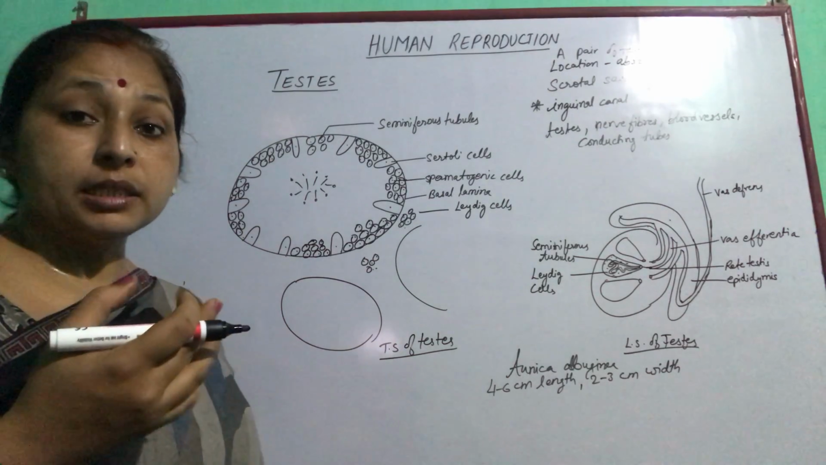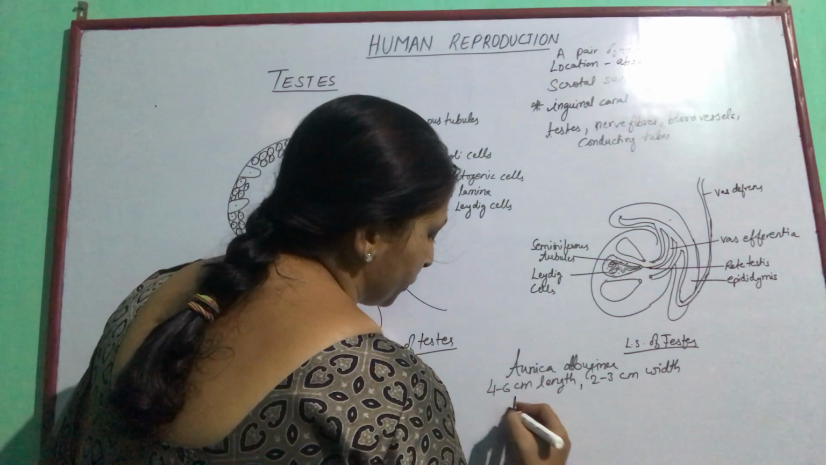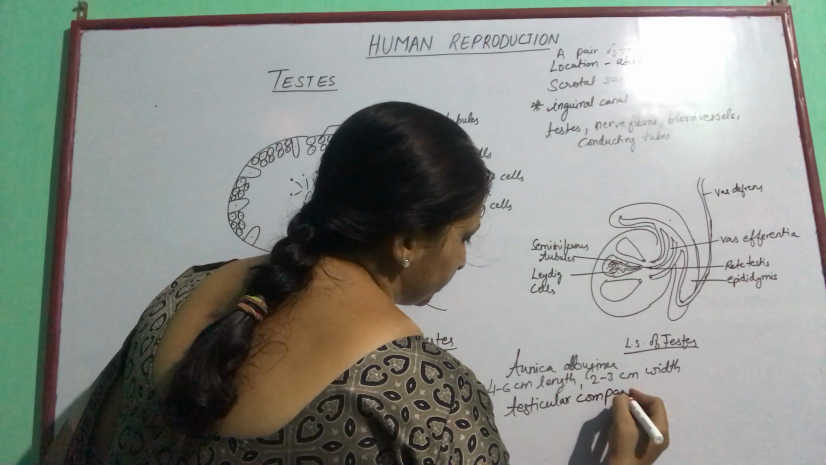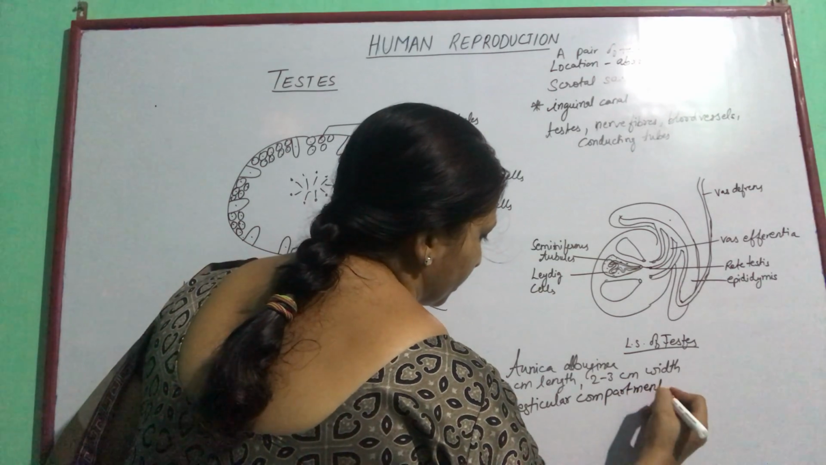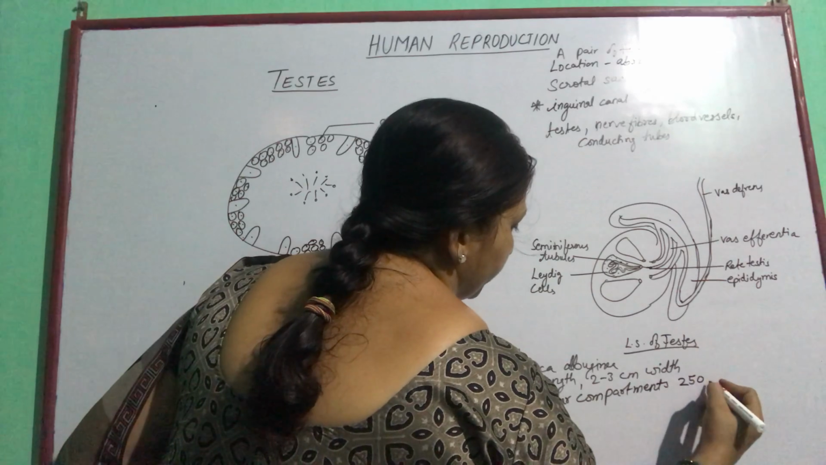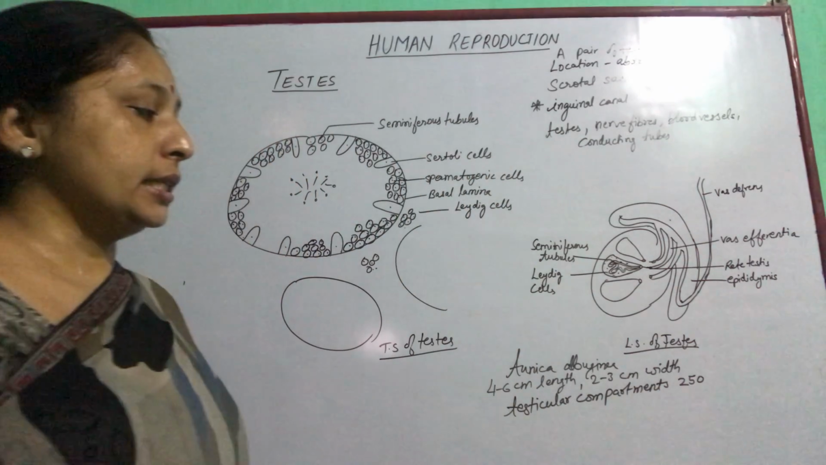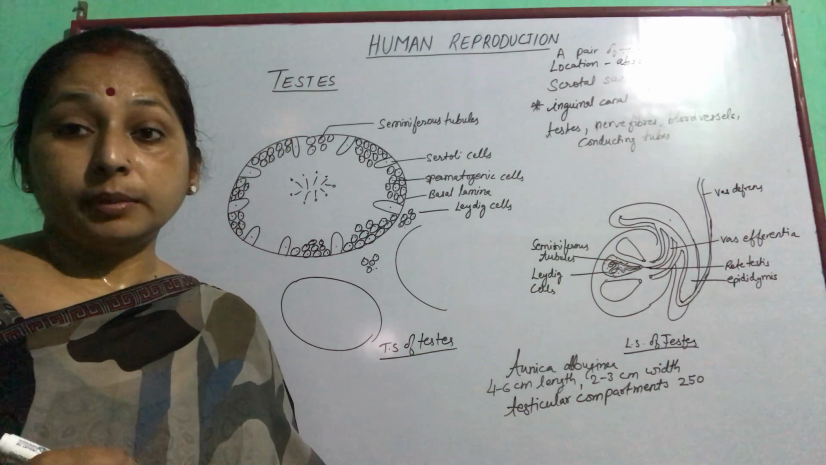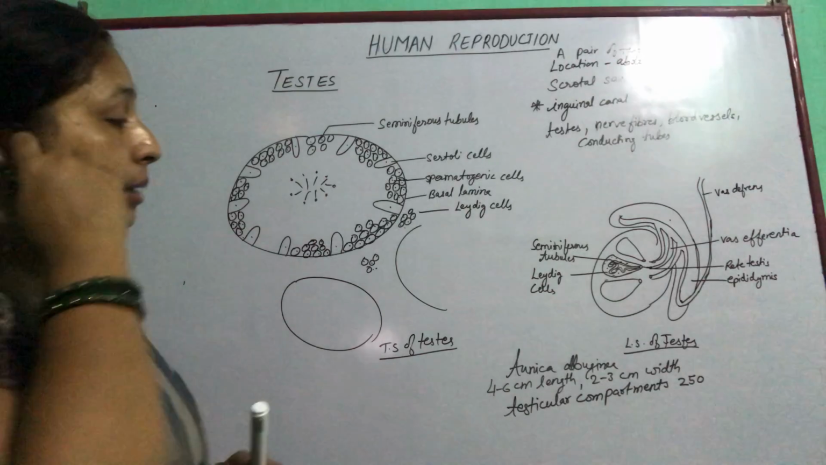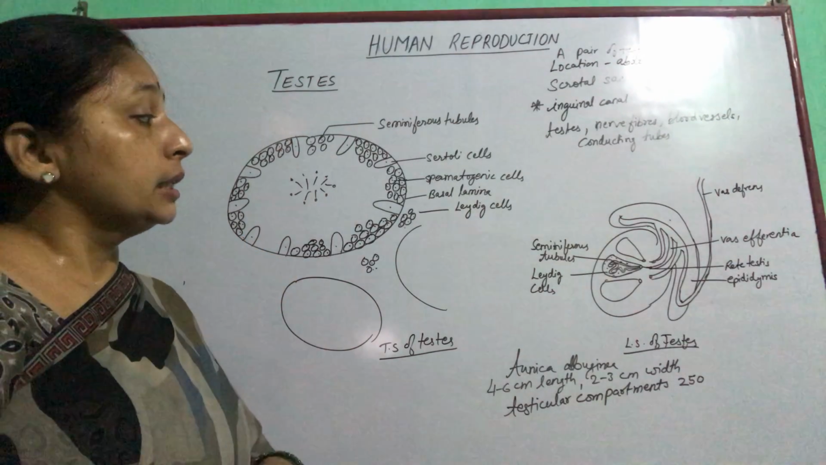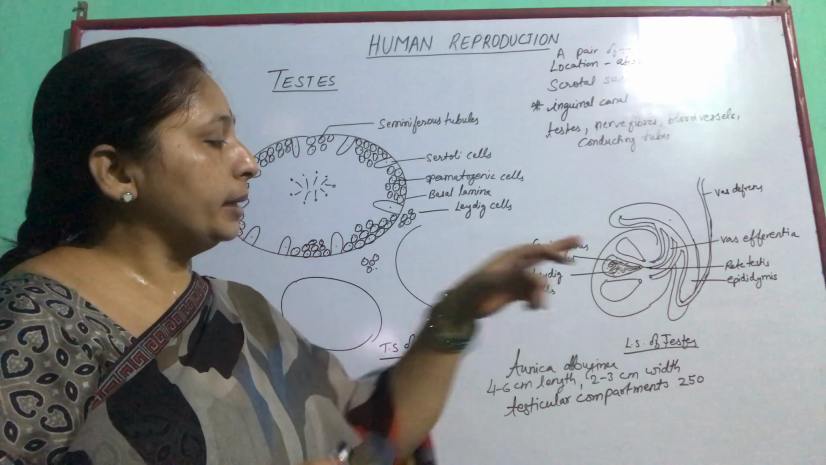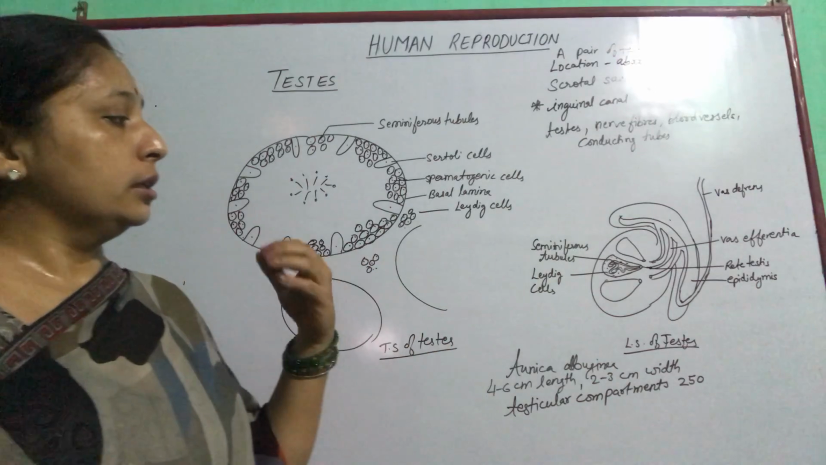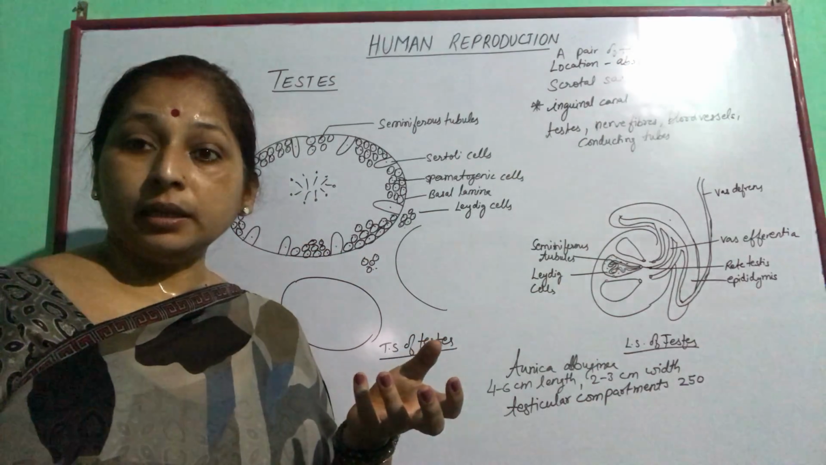Each testis is divided into compartments, which are termed testicular compartments. There are around 250 compartments in each testis. In each compartment, there is a long structure termed the seminiferous tubule. Inside the seminiferous tubule, sperms are formed. The seminiferous tubules are surrounded by connective tissue, whose cells are termed Leydig cells. Leydig cells provide nourishment to the developing sperm.